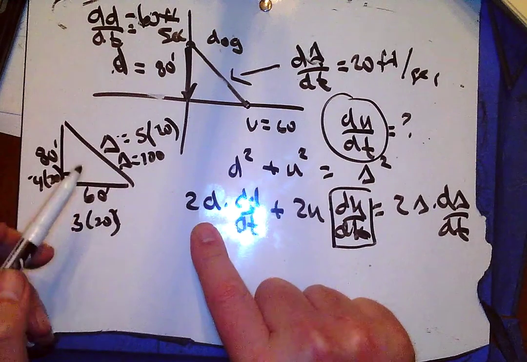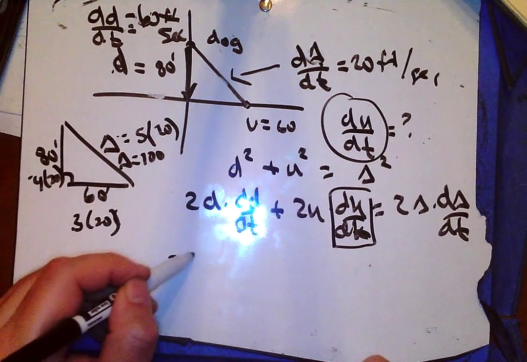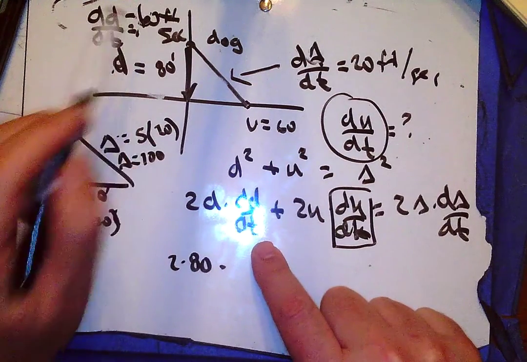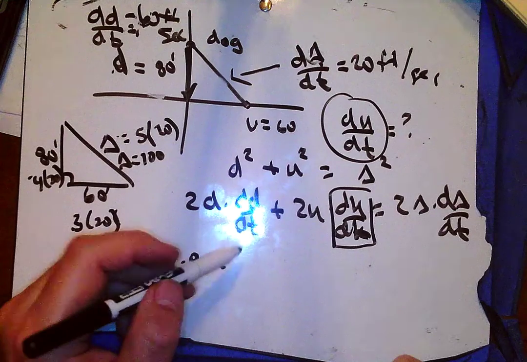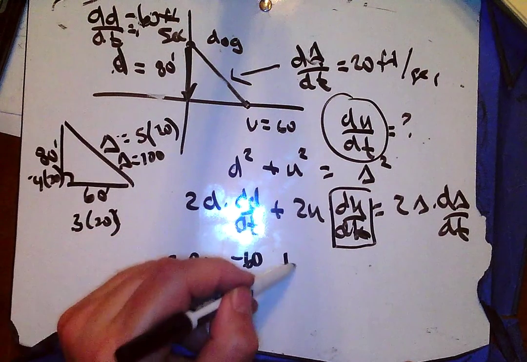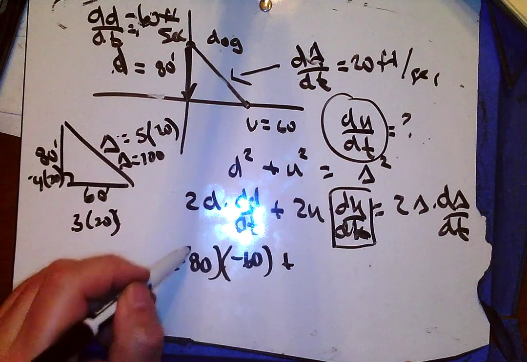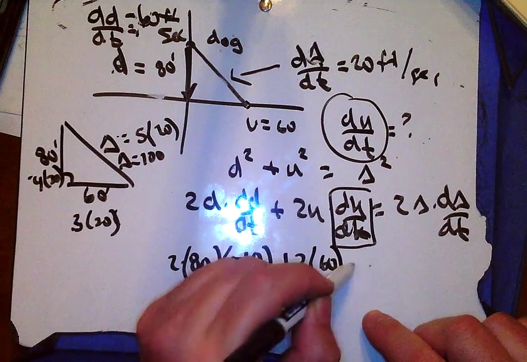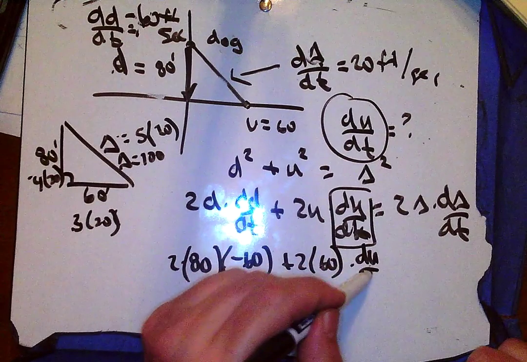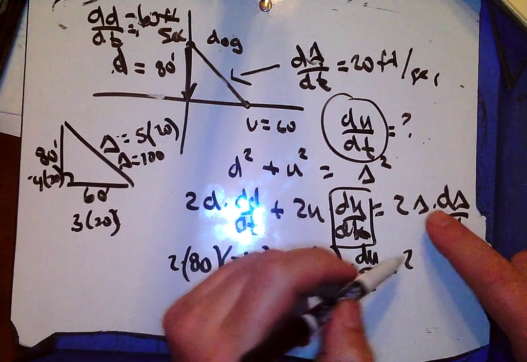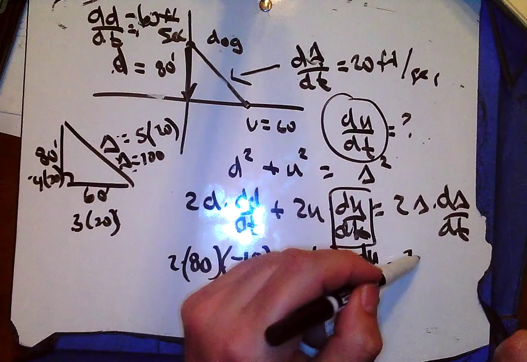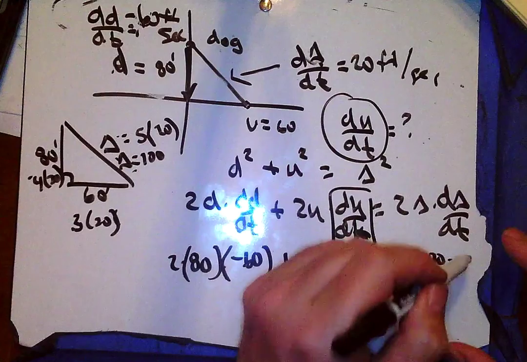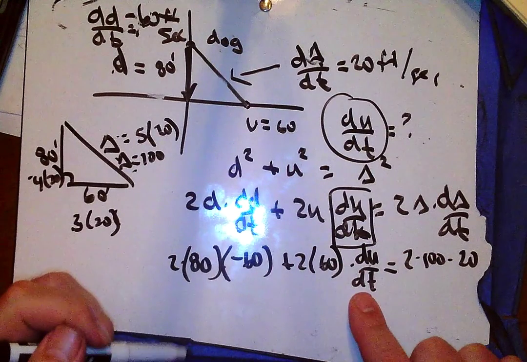This is the thing I'm looking for, which means I must know all these other things. D, that's the dog, that's 80. 2 times 80 times the dog's change in position, so we've got minus 60, plus 2u, 2 times 60 times the thing I'm looking for, equals 2 times triangle, which we solved and found out was 100, and the triangle dt is 20.